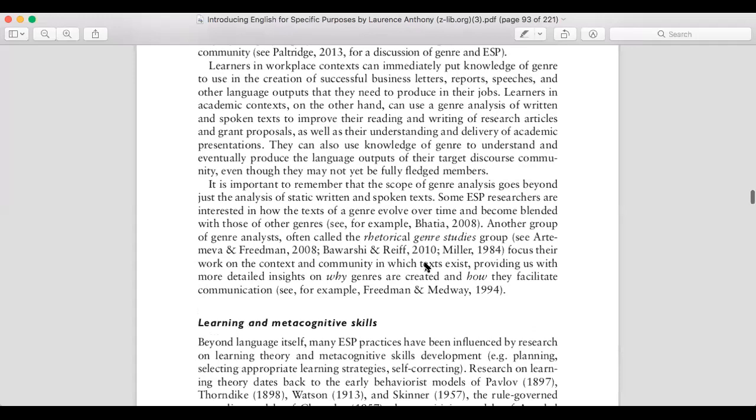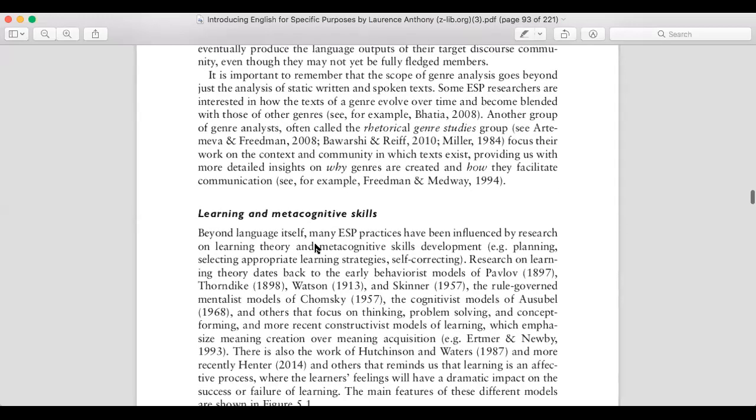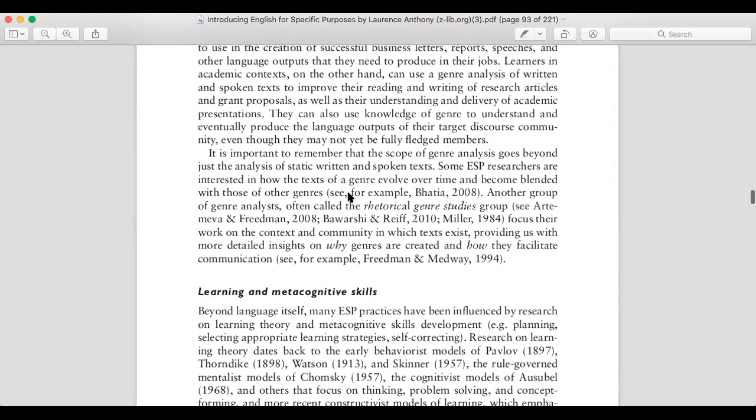So what is important to remember here is that the scope of genre analysis goes beyond just the analysis of static written and spoken text. Because we have already gone to the discourses, in genre analysis it's not just the analysis of written text or static text, but it is actually the analysis of the actual communication, or the communicative events that take place in real life situations. Okay, so with this we have covered the analysis part.